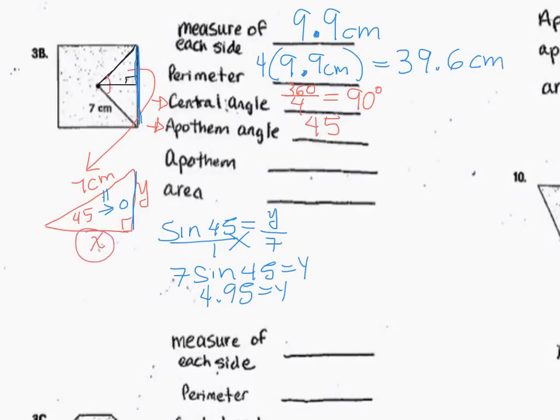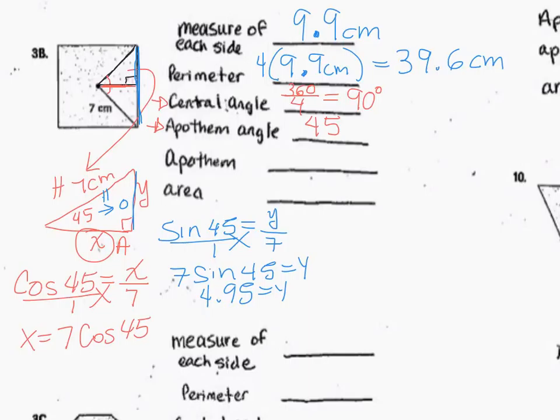For the apothem, we're looking for the y, right? Because that's the apothem. That's right here. So what should I use if I'm looking for the x now? That's the adjacent, right? Adjacent hypotenuse, so that would be cosine. Those who said cosine, yes, it's cosine of 45 equals x over 7, and then we just cross multiply. So x is 7 cosine of 45. So 7 cosine of 45 in the calculator. Did you get 4.95? Great, 4.95.